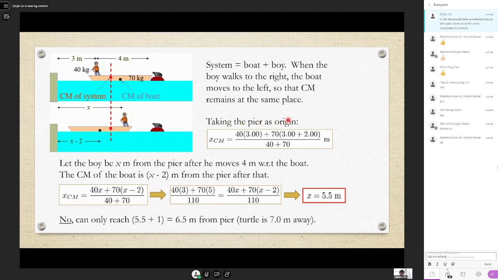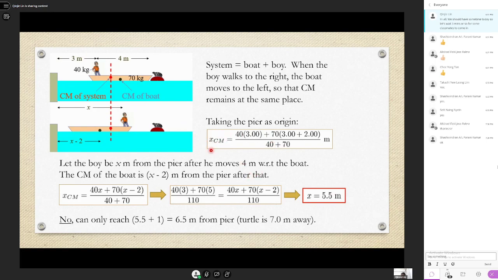Taking the pier as origin, x CM must be 40 times 3. This is the mass of the boy times distance from the pier, plus the mass of the boat, which is 70, times distance from the pier. This is 4 meter, right? So distance from the pier will be 3 plus 2. Okay? Then divide by the total mass. It's 40 plus 70. We already know the XCM already, right?